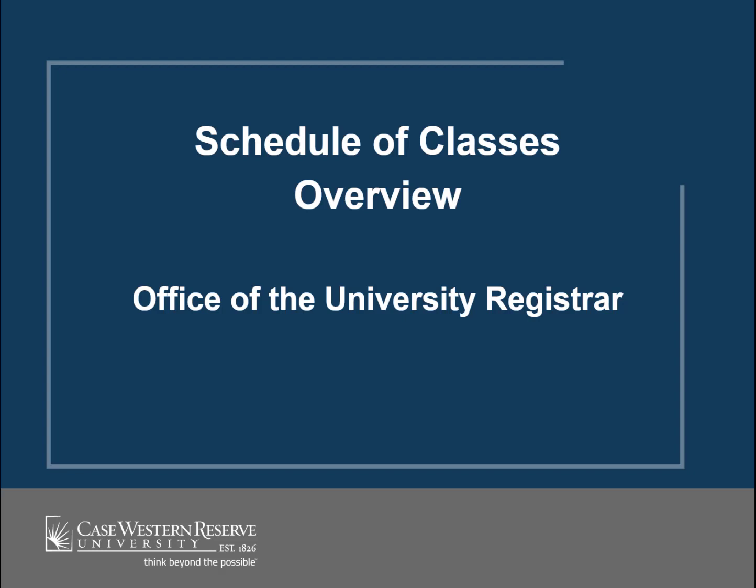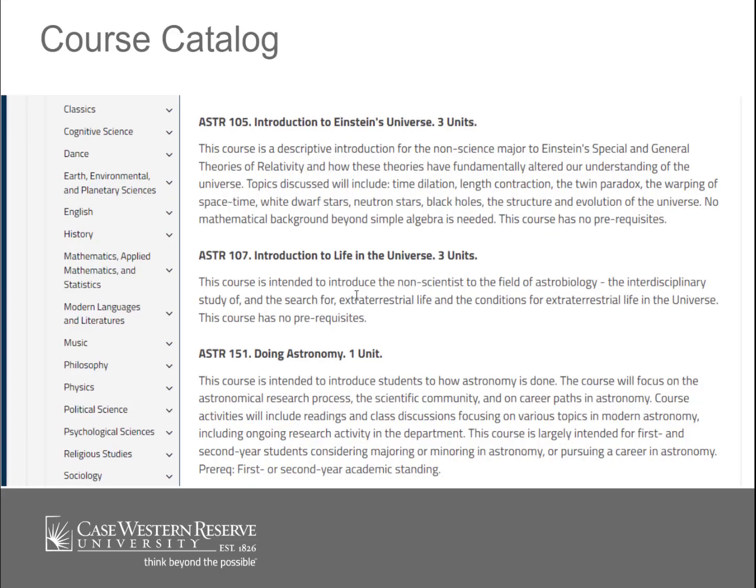In order to fully explain the schedule of classes, we need to start with the course catalog. The course catalog is the collection of courses university departments can offer during a given term. The catalog includes non-term specific information such as course name, units, description, and cross-listed courses. The University Registrar's Office maintains the course catalog within SIS.